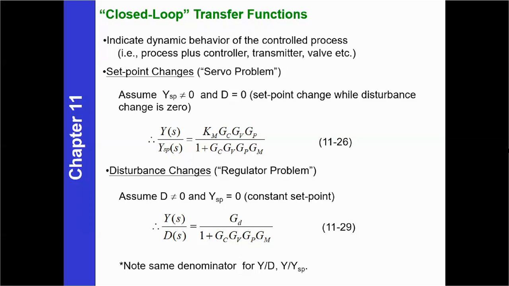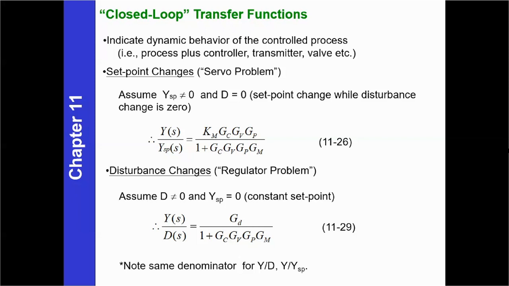If we assume Y_SP is not equal to 0 and D equals 0, there is a set point change while the disturbance change is 0. And Y over Y_SP is equal to that particular equation, Km Gc Gv Gp over 1 plus Gc Gv Gp Gm. It's for set point changes. For disturbance changes, there is the regulator problem. Remember, the set point change is considered a servo problem, whereas a disturbance change is considered a regulator problem.